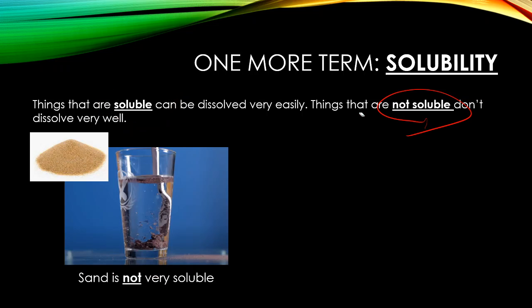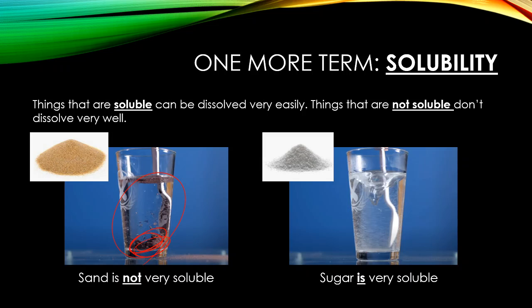So the example that we heard from Crash Course was that if you try to take some sand and mix it up in water, you find that sand is not very soluble. It just clumps down at the bottom. It doesn't spread out throughout the water. Whereas if you take some sugar and you dissolve that into water, sugar is very soluble. It spreads out evenly, it dissolves into the water. And you can even put a whole cup of sugar into a glass of water and you'll find that it will still be able to dissolve.